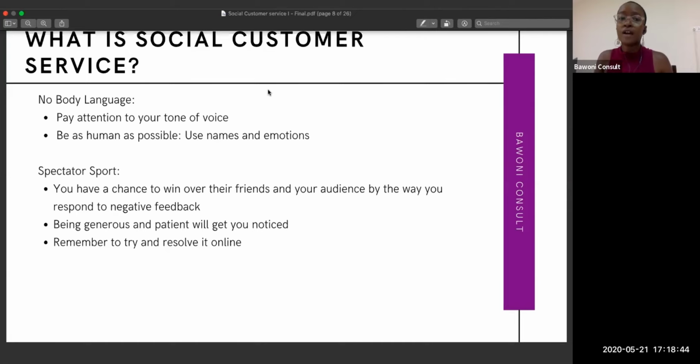But you have to find a way to constantly respond to your customers in a timely manner. Being generous and patient will get you noticed as well. So if people see that you're always responding to customers, no matter how many questions they're asking you or how long it takes for them to get the information that they need, you're still interacting with them online, it's going to get you noticed.